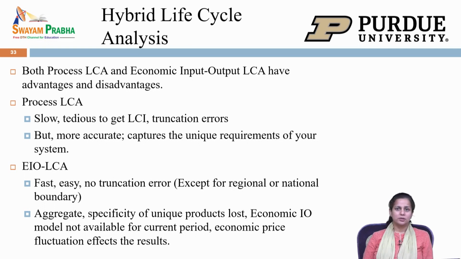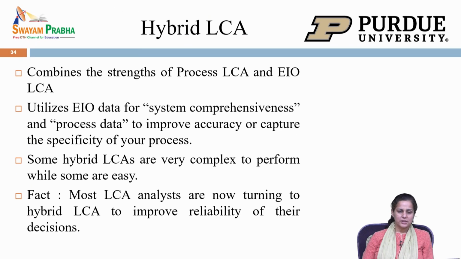To solve that debate, what scientists in the literature of LCA have done is created what we call hybrid LCA. So, what does hybrid LCA do? It combines the strength of both process LCA and EIO. We utilize the EIO data for system comprehensiveness and process data to improve accuracy or capture the specificity of your process. As we go further in the module, we will see how that is done. But the whole idea is that if you have some specific process, then you want to include the accurate data for it. For many of the upstream inputs, you might not have the specific process information, and to model that, you generally just use the input output model.